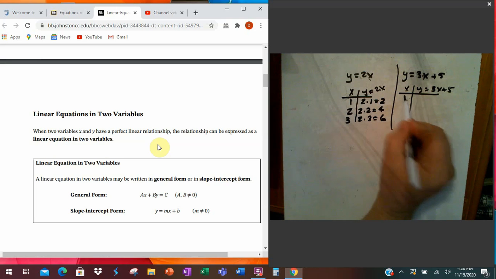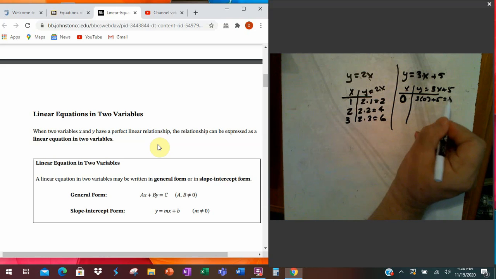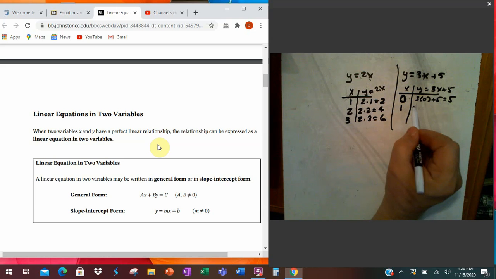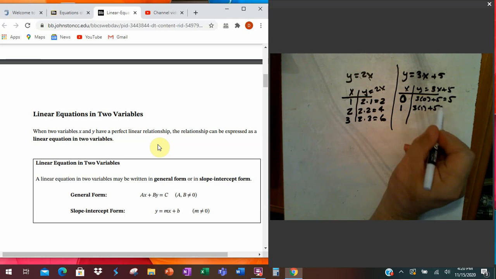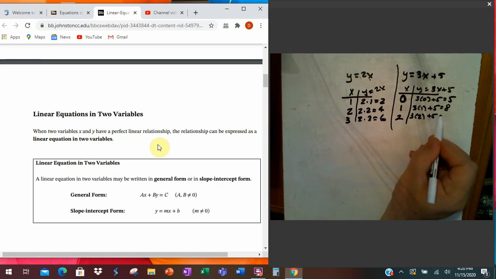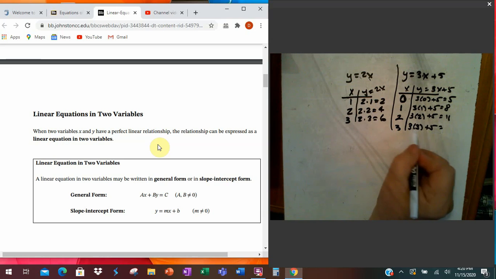So if my x was 0, let's start at this one, because this one's going to be pretty important later on. If I do a 0 here, my y value is going to be 3 times 0 plus 5, so I'll just get the 5 there. How about if I do a 1? Then my y value is 3 times 1 plus 5, and that would be 8. For 2, 3 times 2 is 6, plus 5 would get me 11. And let's finish one more: 3 times 3 plus 5, 9 plus 5, and that would be my 14 value.